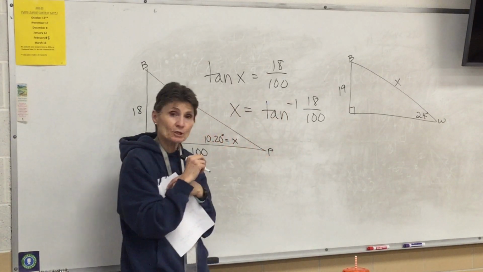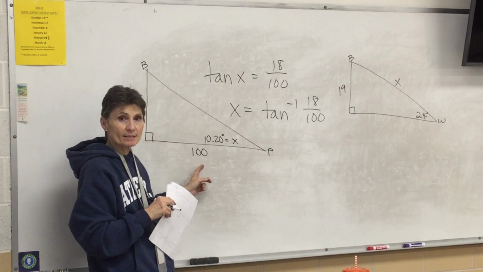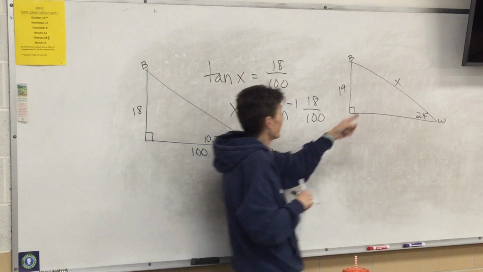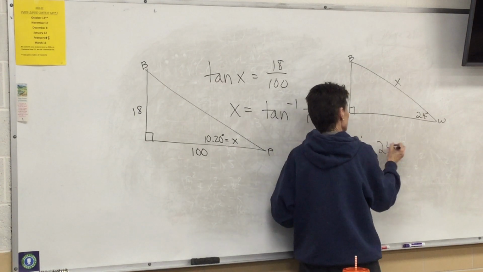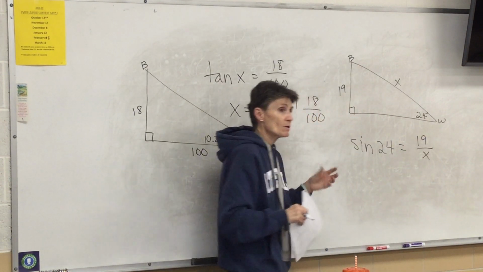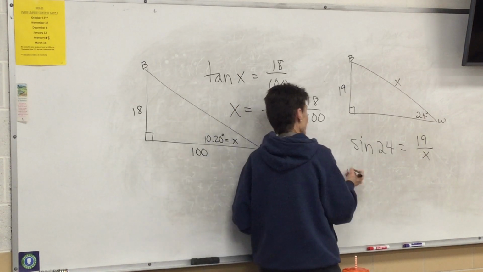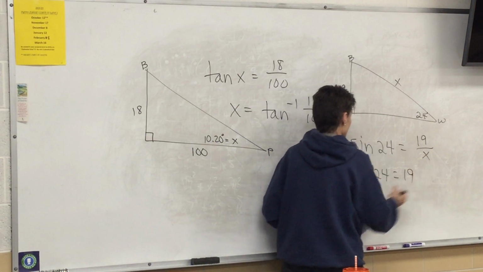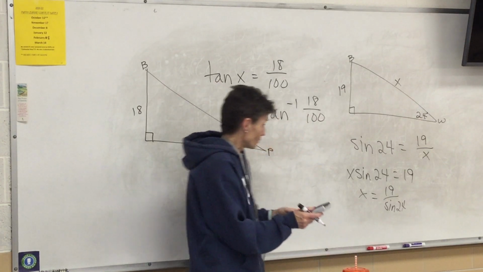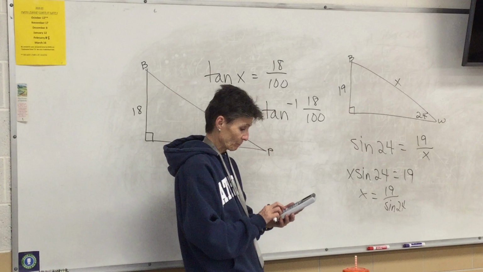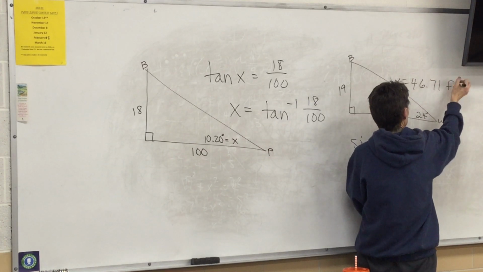Literally, the distance from the worm to the bird. So I'm going to write an equation using sine, cosine, or tangent. It will not be tangent this time, because tangent needs opposite and adjacent. That isn't what I have here. What do I have here? I have opposite and hypotenuse. So sine 24 equals 19 over x. Remember, the angle always gets hooked to the sine, or cosine, or tangent. So I'll multiply by x and divide. So the answer is going to be 19 divided by sine 24, which is 46.71 feet.